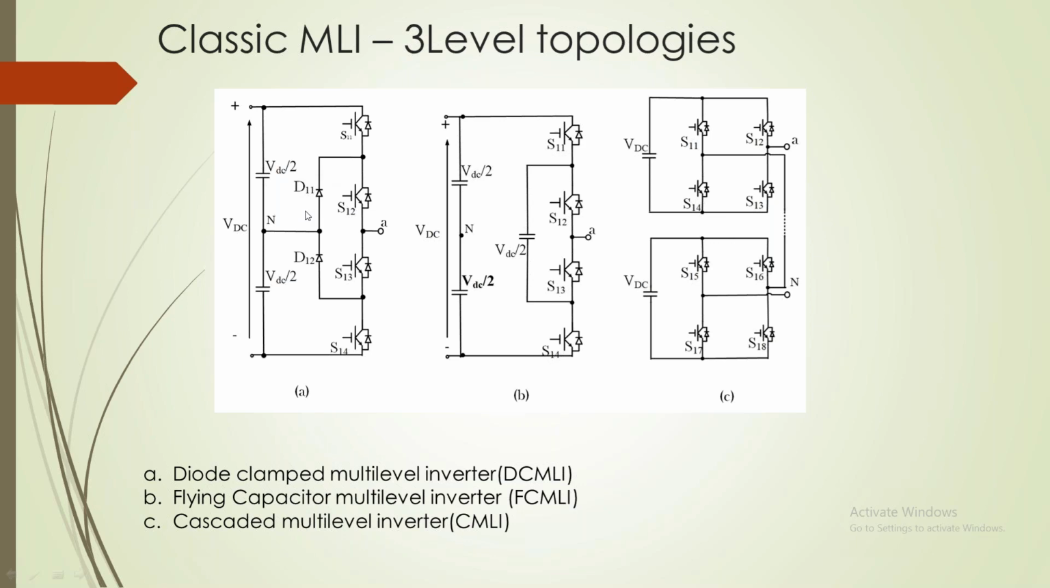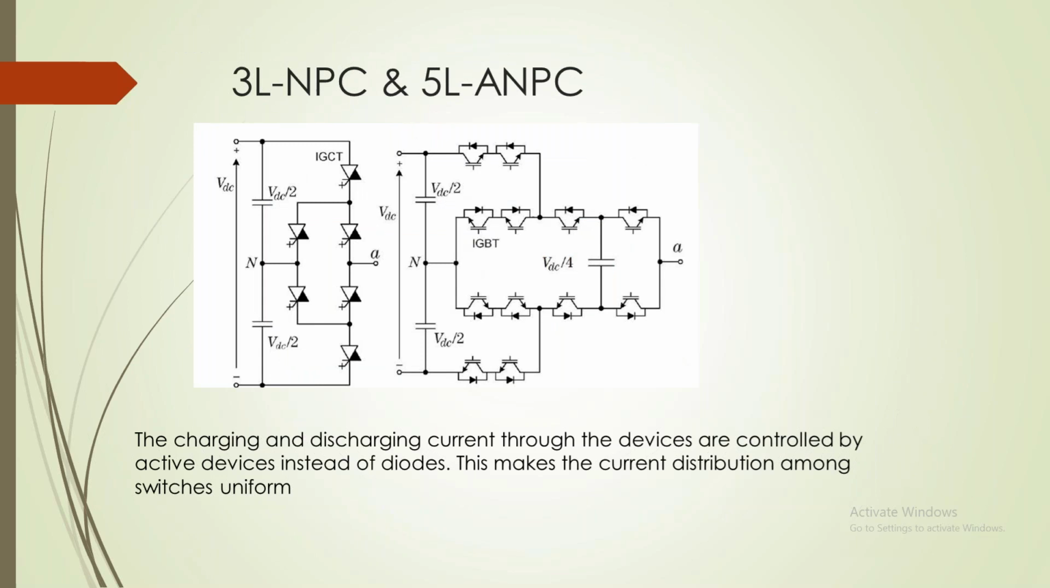for carrying the charging and discharging current. So the clamping diodes are now replaced with active switches so that we can have control over the charging and discharging currents. If the top switch is carrying less charging current, we will shift the clamping switches to the top switch so that it starts carrying more current. So we can switch over between top and bottom switches by using these clamping switches. So there will be a balance in the current carried by all the switches, and there will not be any disproportion in carriage of currents.